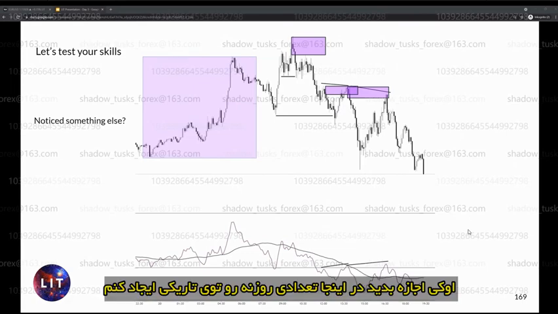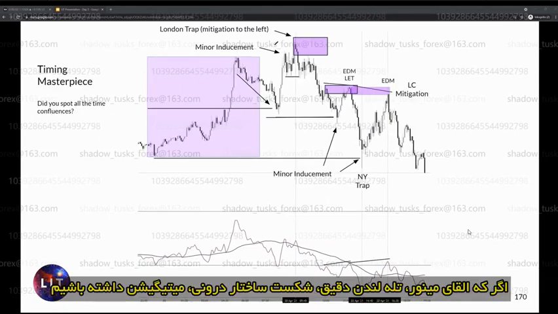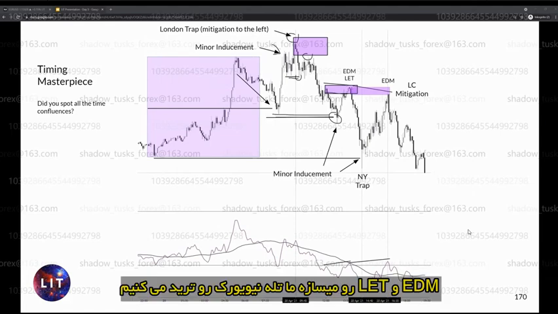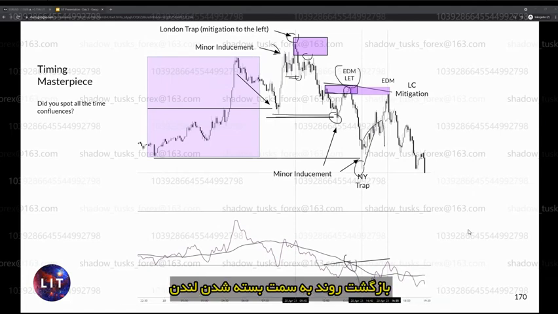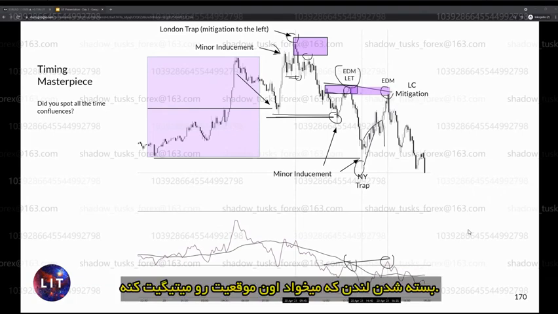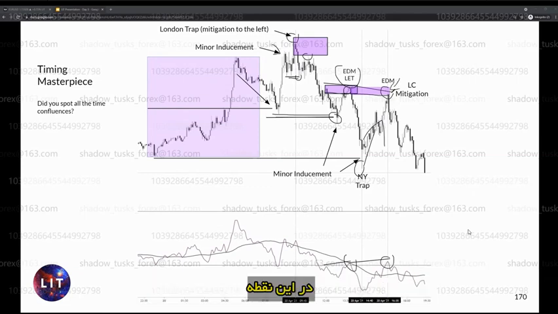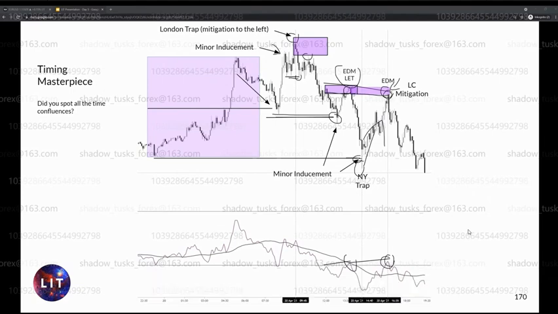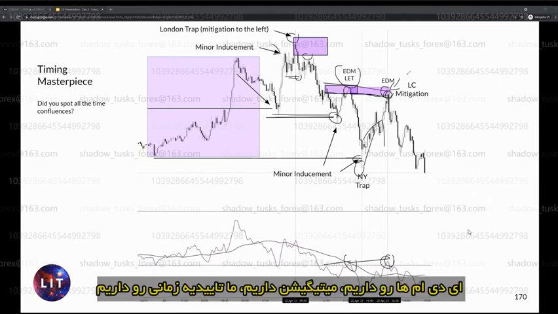Okay, so let me bring some light into the darkness here. What do we have? We have minor inducement, London trap, timing, internal break of structure, mitigation. We have our minor inducement, which is the break of structure in here. We trade the New York trap reversal into London close. What should London close do? Mitigate their position. So at this point we have so many components: London close, internal break of structure, EDMs, mitigation, timing confirmed.